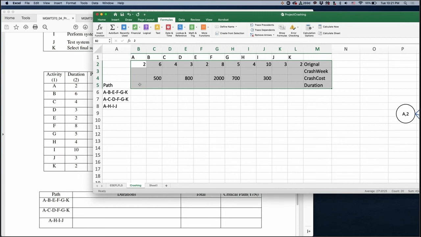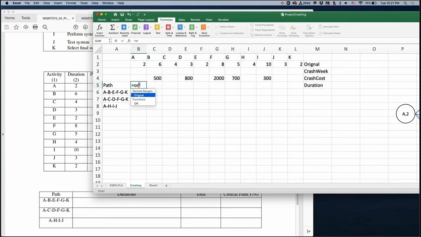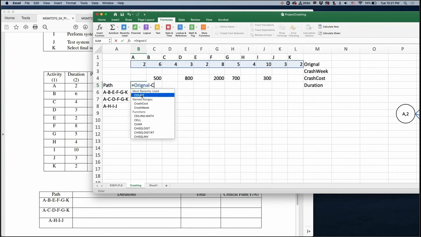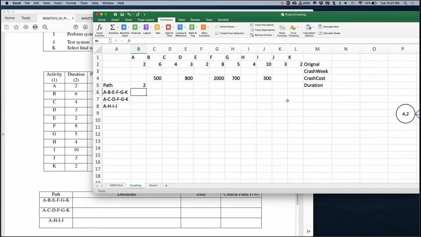And also you can add the coefficient 1 for each activity. A is 1, B is 1, E is 1, F is 1, G is 1, K is 1. So next, A is 1, C is 1, D is 1, F is 1, G is 1, K is 1.